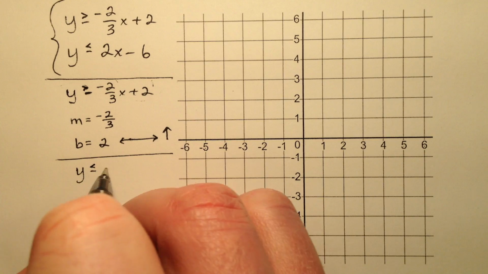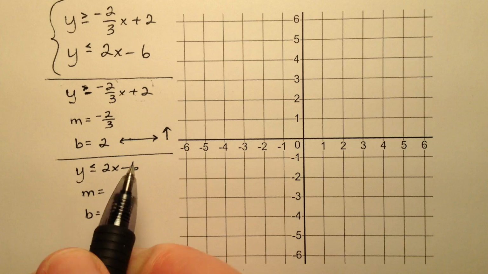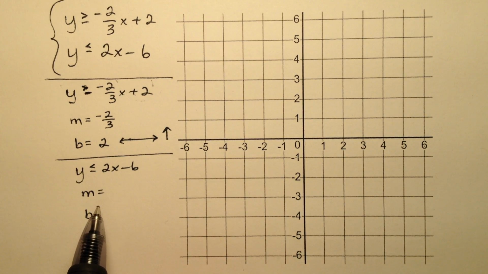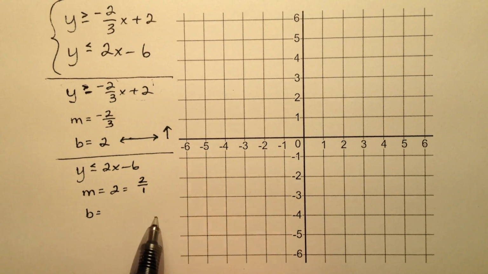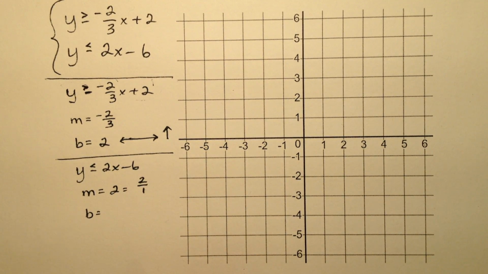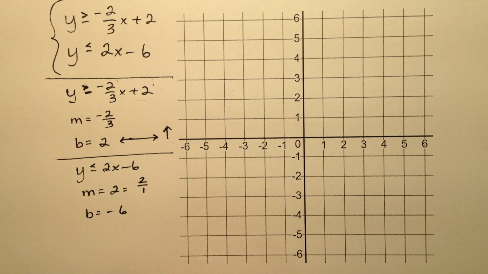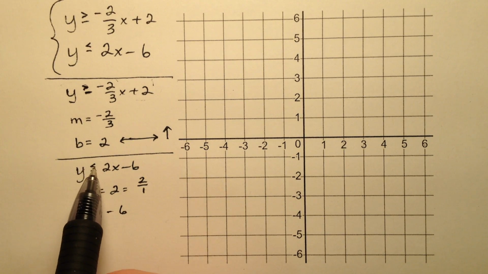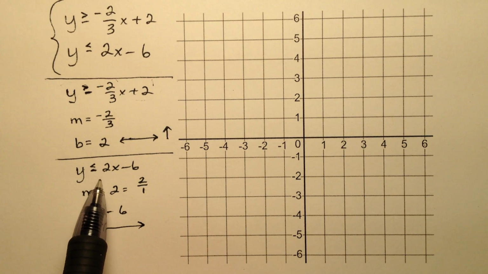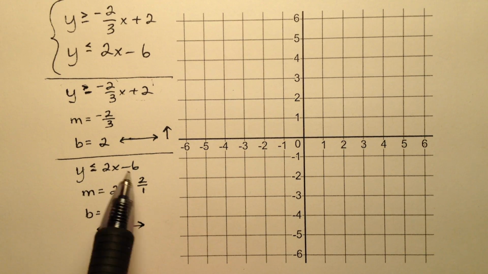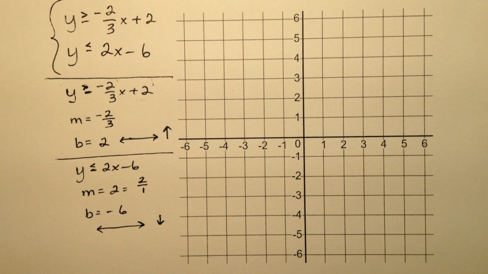Okay, the second one is y is less than or equal to 2x minus 6. So again, I see we are in slope-intercept form. So the first 2 pieces I'm going to grab, the slope is 2, or 2 over 1 if I'm going to write it rise over run. And then my b, or my y-intercept, is negative 6. This is y is less than or equal to, so I know we're going to use a solid line. Once again, this line is included in the solution set. And then it's less than, so we know we're going to shade below that line.